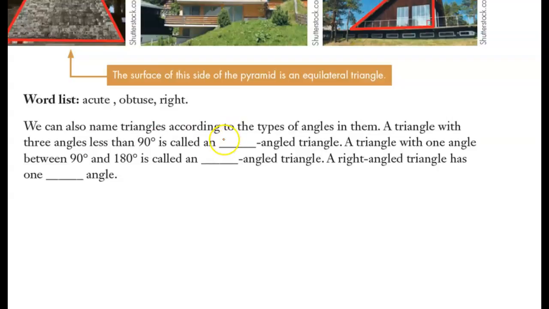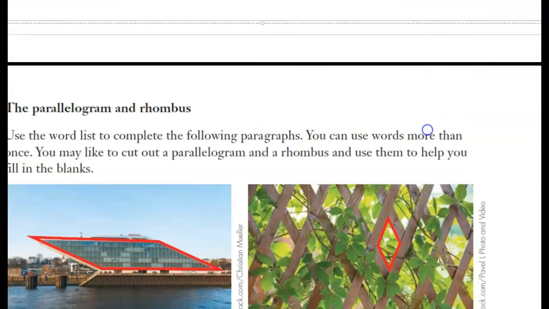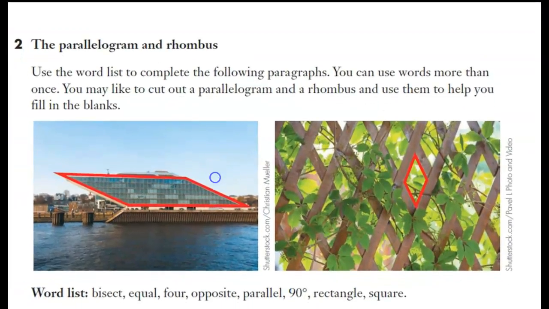All right, then also we talked about triangles and the connection to the size of their angles. So all angles less than 90 is the acute angled ones. Obviously, one angle between 90 and 180 is the obtuse. And then a right angle triangle has a 90 degree angle. All right, moving on to the quadrilaterals now. I'll give you time to fill that in.